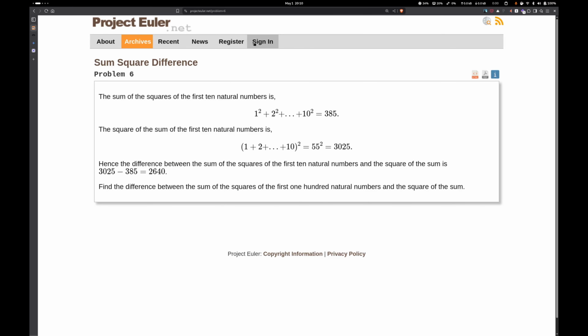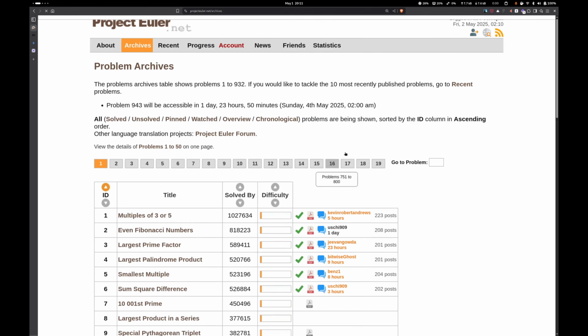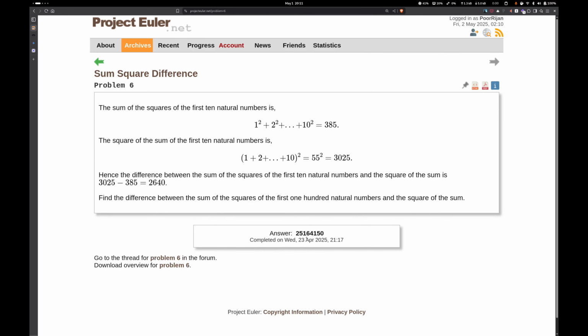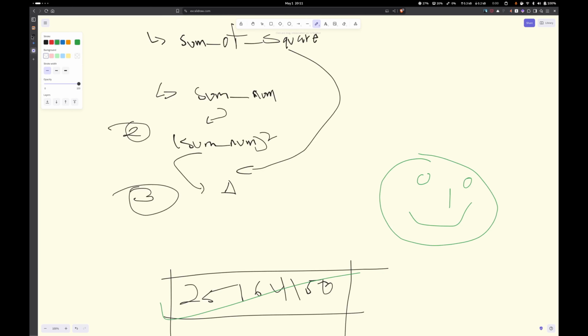So let's go to Project Euler, sign in, username, sign in. Problem 6, 251,641,50. Okay. All right. I'm a bit shocked that this is problem 6, but this one gets a smiley face too. We got it correct. I will see you for problem 7 then.